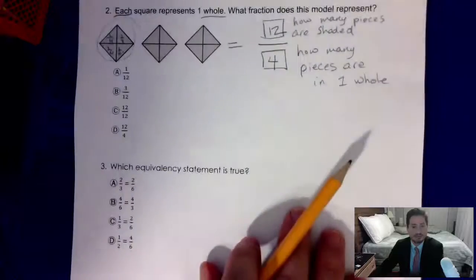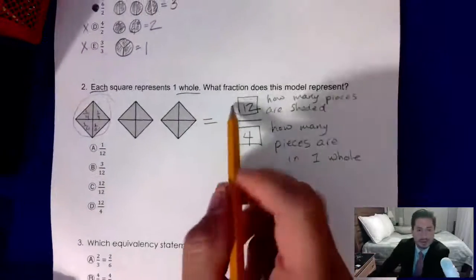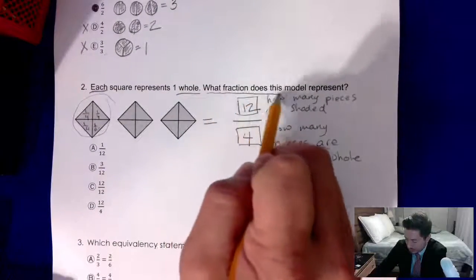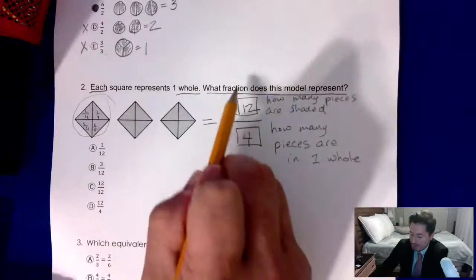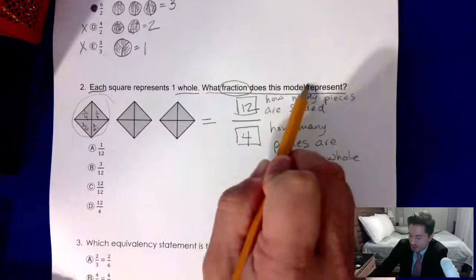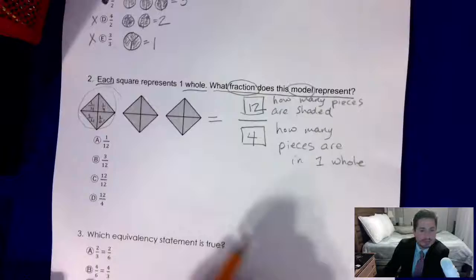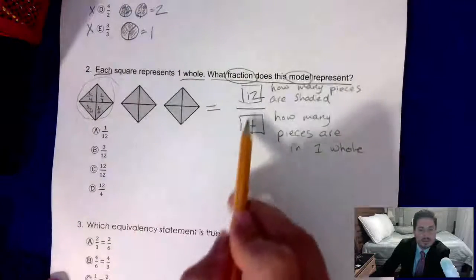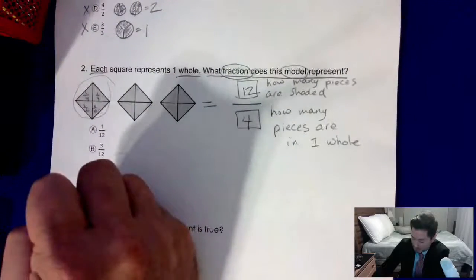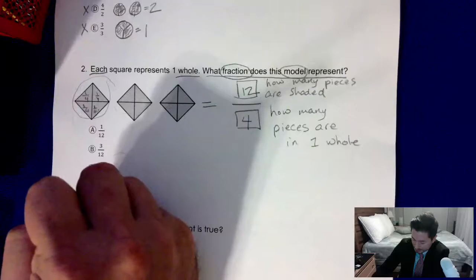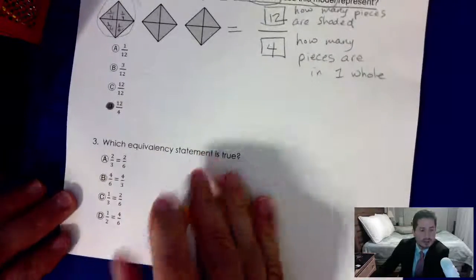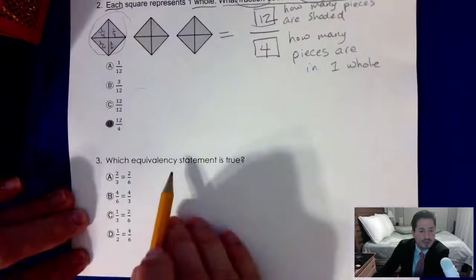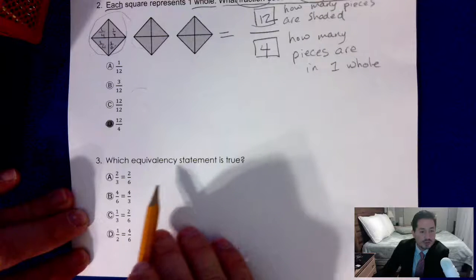All right, third one. Oh wait, I forgot to underline the question. What fraction does this model represent? 12/4 is right here in D. And last one, number 3. Which equivalency statement is true?